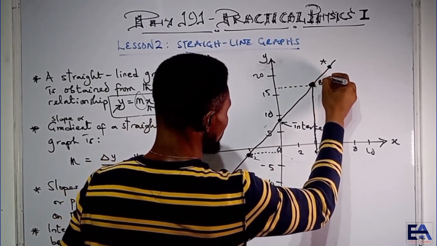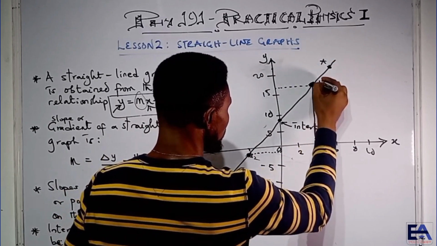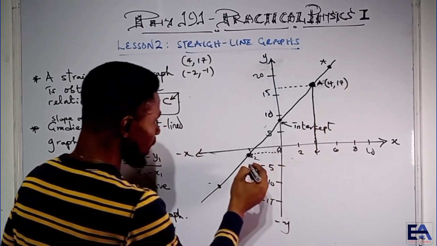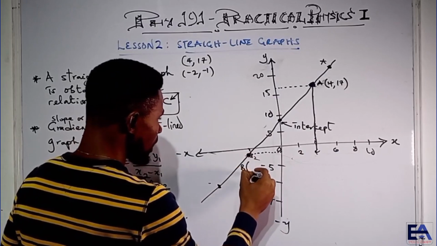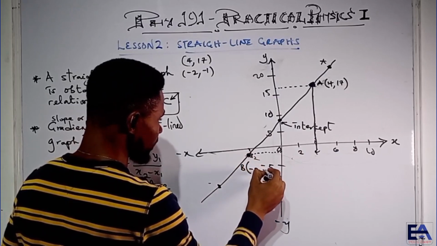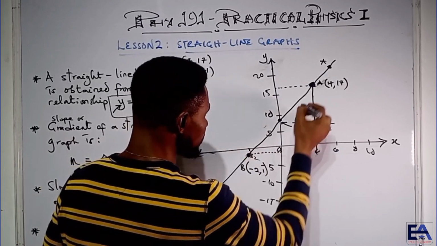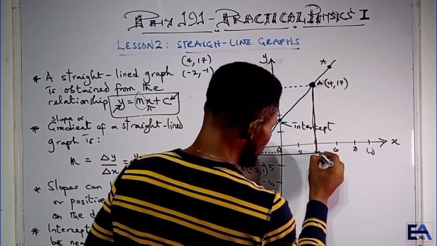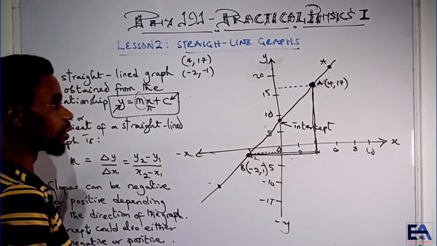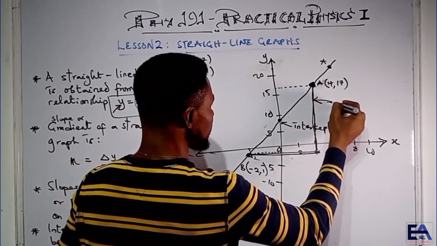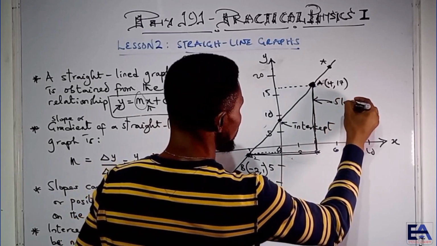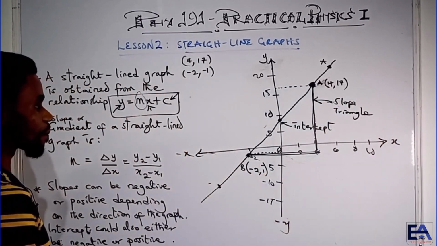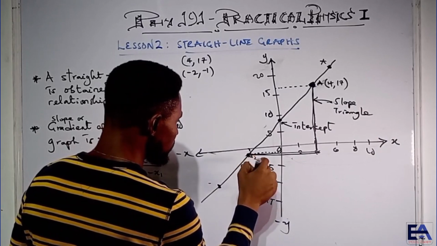Remember, let's call this one point A, and at point A, when x is 4, y is 17. And then we call this one point B. At point B, when x is minus 2, y is minus 1, okay? Then we connect the 2 points, point A and point B, you connect them together, okay? So this one here, we can just give it a name. Let's call it the slope triangle. The slope triangle, okay?